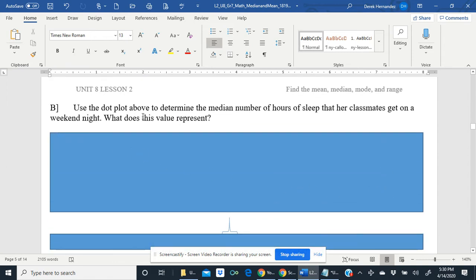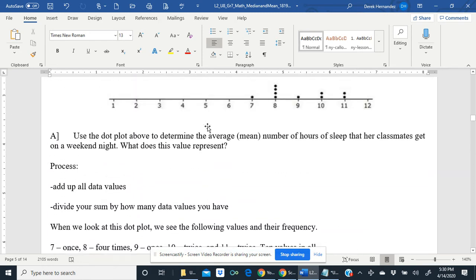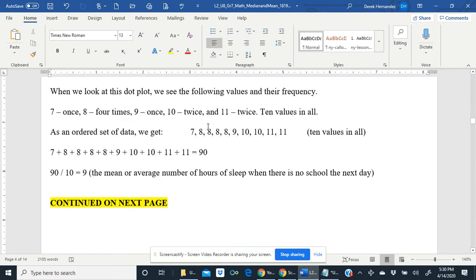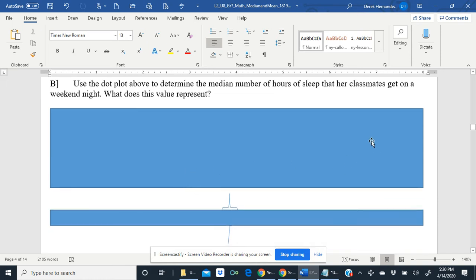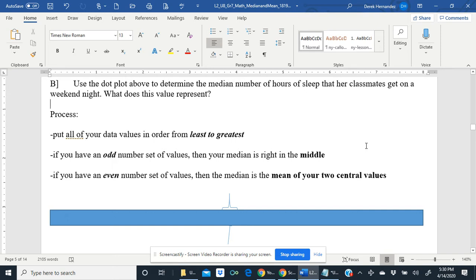B, use the dot plot above. Remember this dot plot to determine the median number of hours of sleep that our classmates get on a weekend night. And what does that value represent? Well, let's take a look. Here's the process. Put all of your data values in order from least to greatest. Now, one of two things can happen. One, if you have an odd number set of values, then your median is right in the middle.